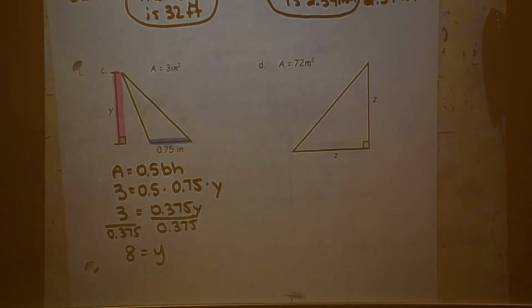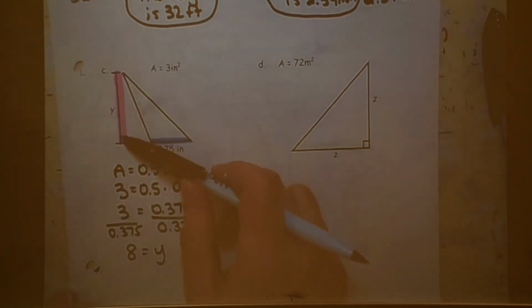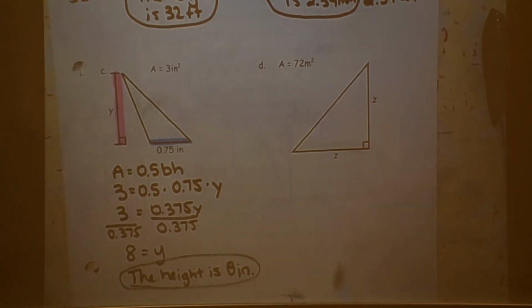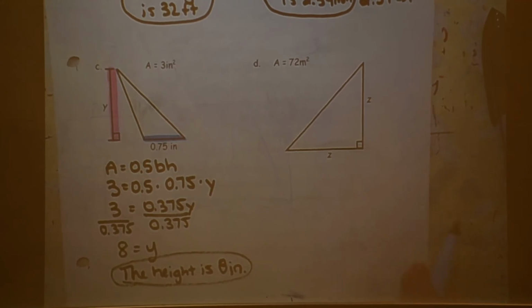So y equals 8. Well, if I go back up here, y was the height. So the height is 8, look at your units, inches. And I would be done with that one. D, last one on there.